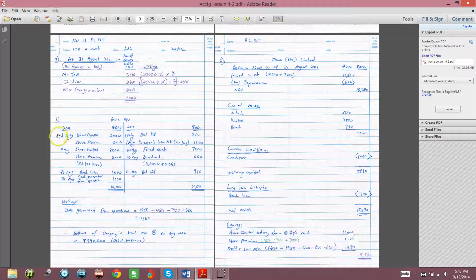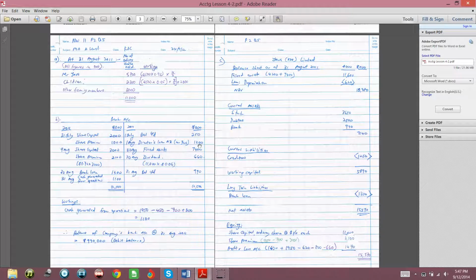On 1 August, the company repaid Mr. Java's director loan account. So this is money going out. Okay, so how much is the director's loan account? 1.2 million. Okay, so 1 August, this side is money going out, 1.2 million.